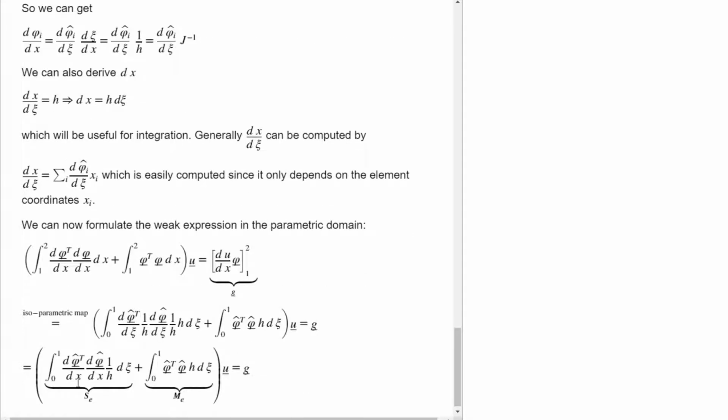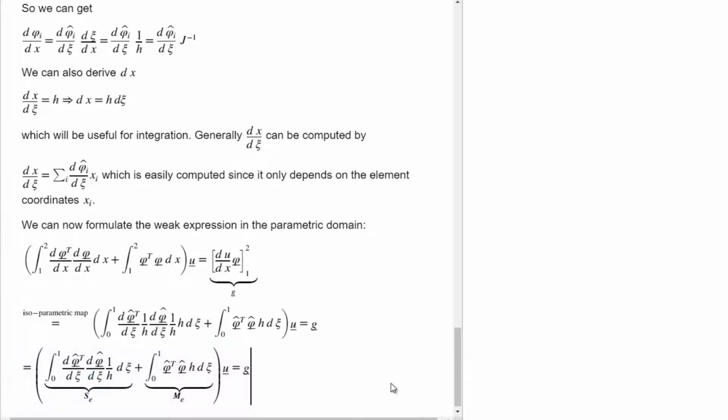So since this 1 over h times h, one of these gets cancelled, we only have one left. So we have our dφ/dξ transpose times dφ/dξ, and then times 1 over h times dξ. So one of these 1 over h times h gets of course cancelled. And over here in the mass matrix part, we have φ transpose φ times h dξ.